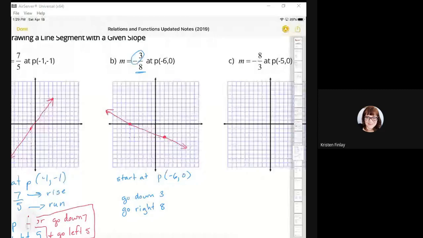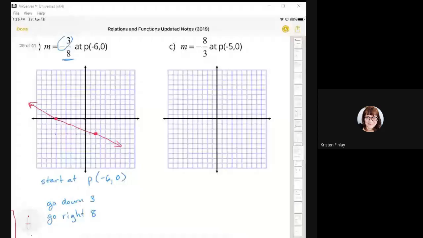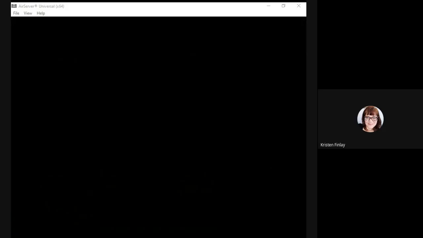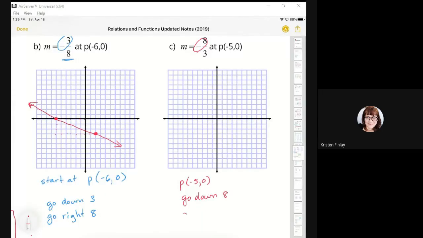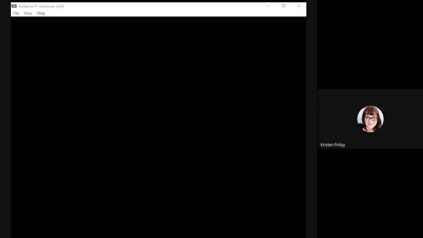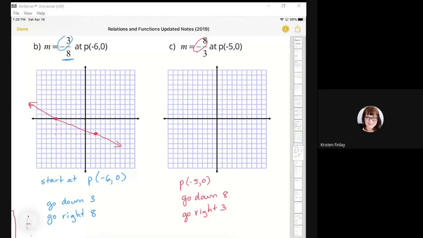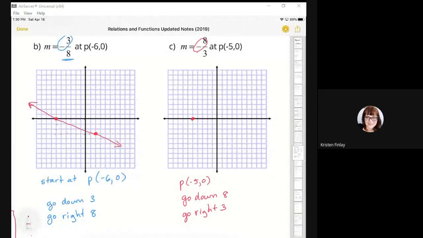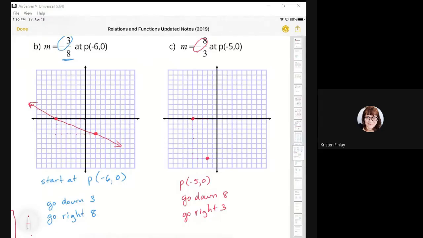So for this one, we have our point -5, 0. Our slope, I would keep the negative with the 8. So go down 8 and go right 3. Okay, so let's plot our point, -5, 1, 2, 3, 4, 5, 0. And I'm going to go down 8. 1, 2, 3, 4, 5, 6, 7, 8. And I'm going to go right 3. 1, 2, 3. So this would be my point.